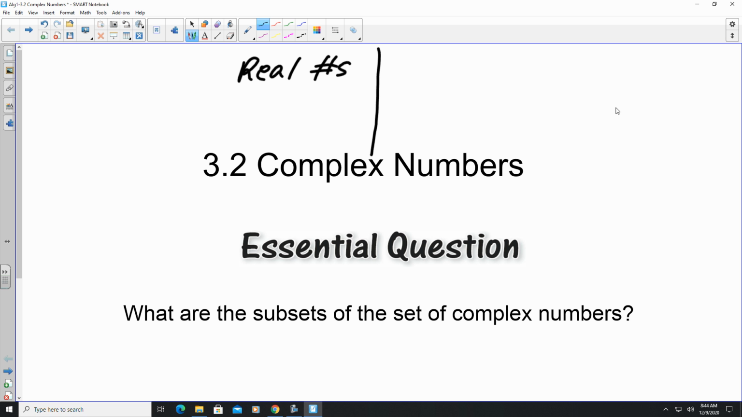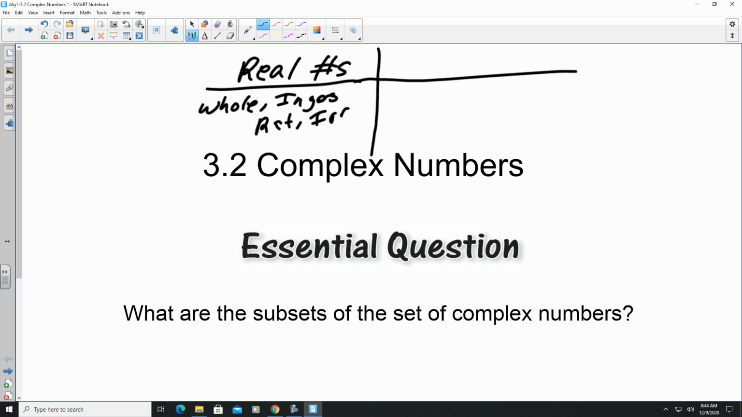So the breakdown for real numbers are things like whole numbers, integers, you got rational numbers, you got irrational numbers, stuff like that.